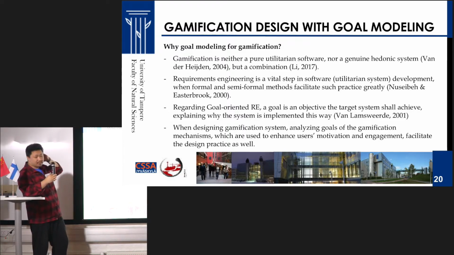And gamification is not similar to some software, for example an app like WeChat, which you just use to work. It's also a hedonic system, meant to be playful, to enjoy. So the two parts should be combined: you design not only for the utilitarian part, which is the useful part, but also for the hedonic part, which is the gameful part. That is why we analyze the goals of both parts and combine them together, then create requirements to design this gamification system.